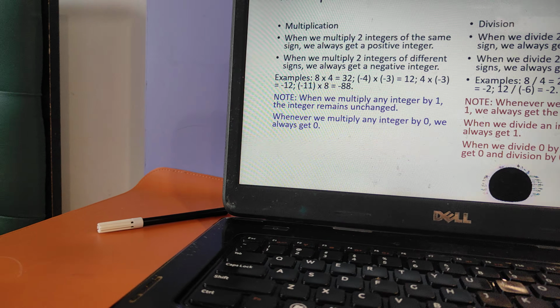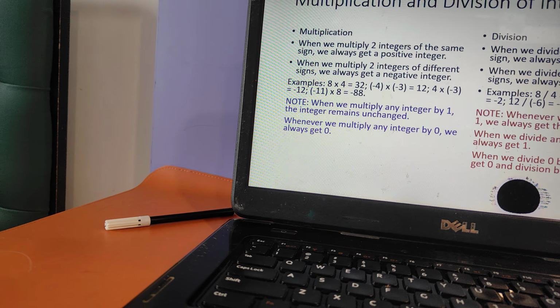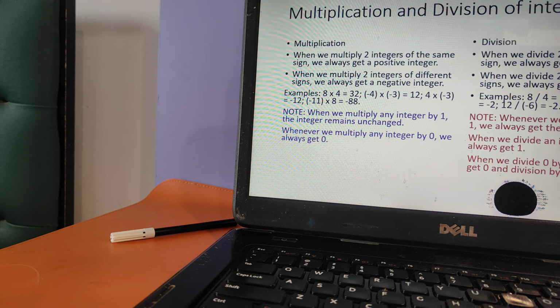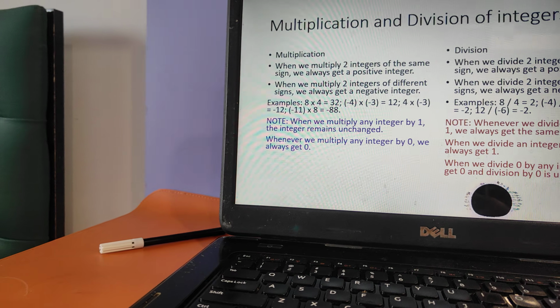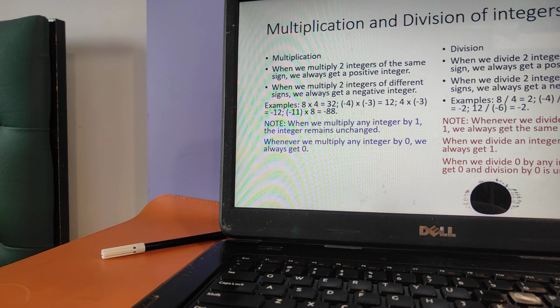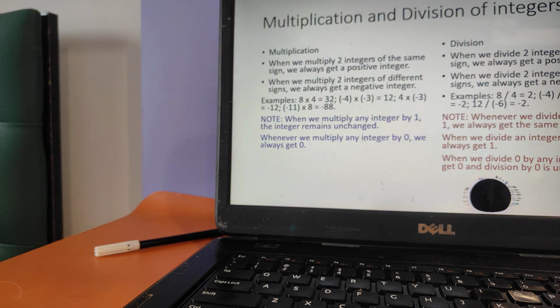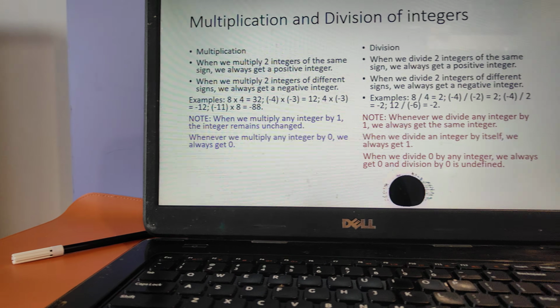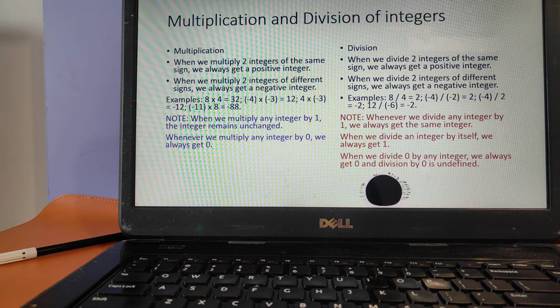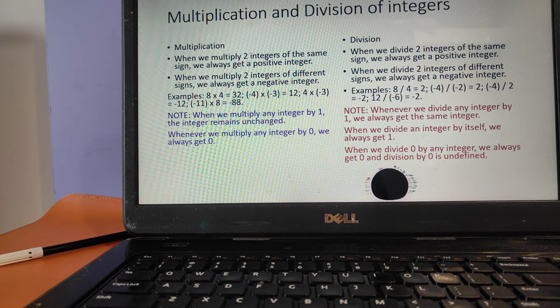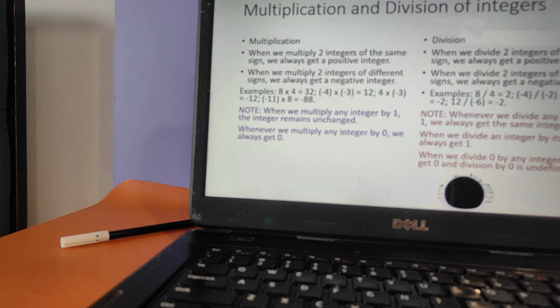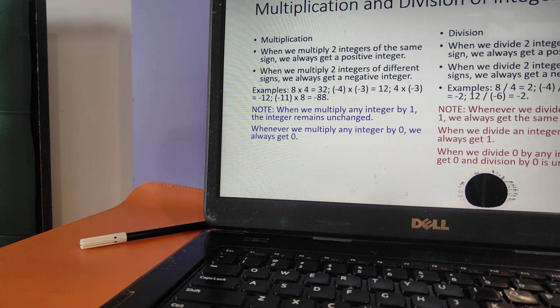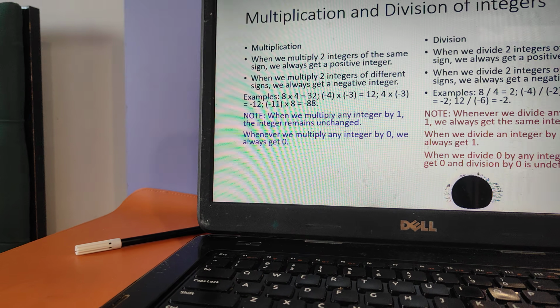When you multiply any integer by 1, the integer remains unchanged. Yes, multiply any number by 1, you will always get the same number, integer. 7 ones are 7, minus 8 ones are again minus 8. Whenever you multiply any integer by 0, you always get 0. Yes, you will get 0 only if you multiply. 8 zeros are 0, minus 12 zeros are 0.